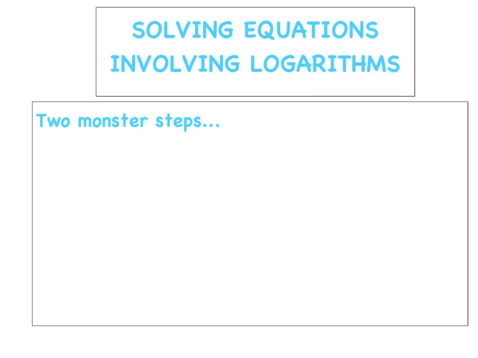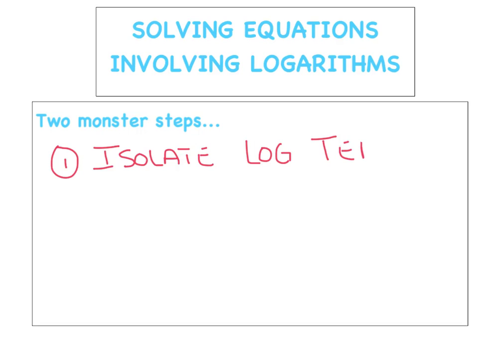And our two monster steps are, number one, we want to make sure that we're able to isolate the term that contains the logarithmic expression. So, in other words, isolate the logarithmic term. You'll notice that's a theme through a lot of the year, whether it was radical equations or absolute value equations or whatever type of equation we were working with, it involved isolating some special component within that equation.